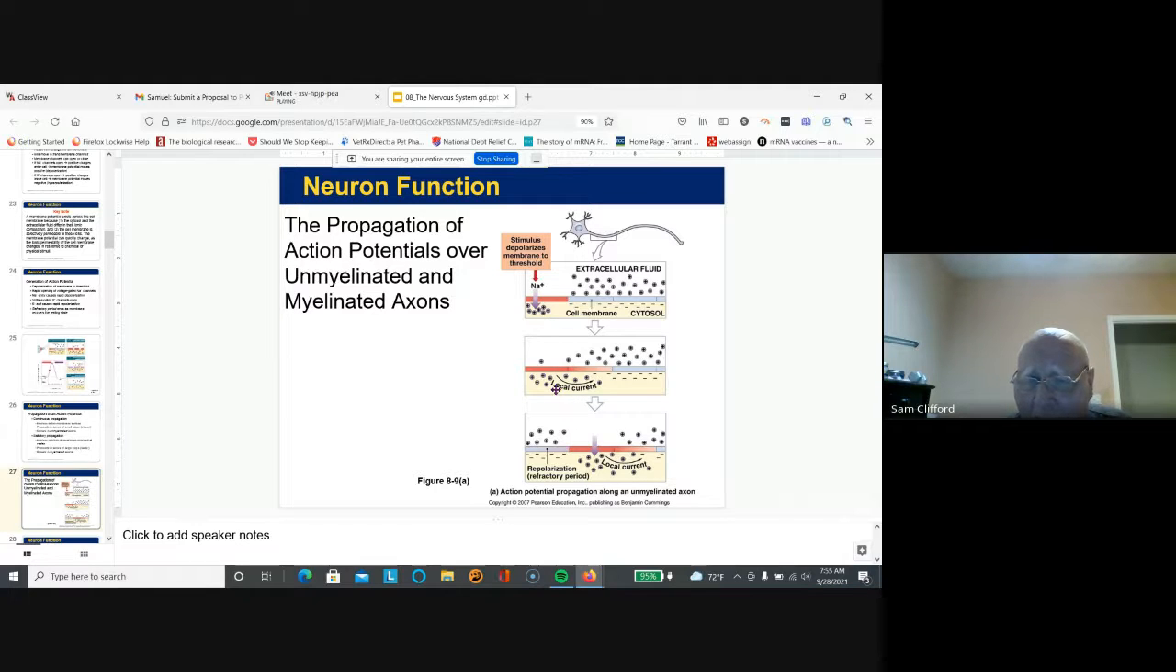And as soon as these sodium channels close, potassium channels are going to open, and sodium's going to be pumped out. Potassium is going to leave the cell. That's going to make the cell negative again.